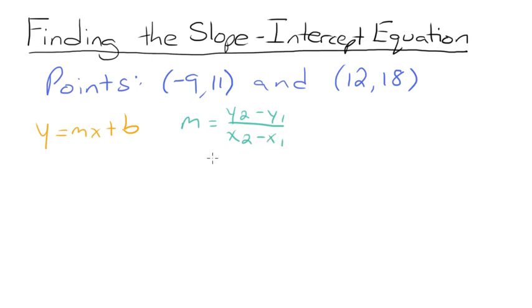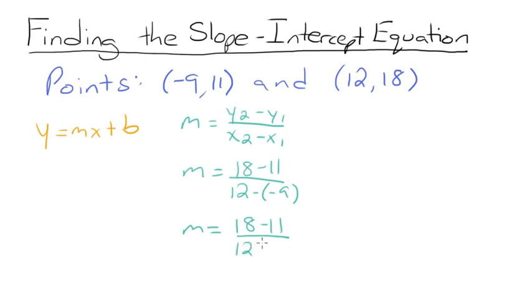If we plug in our points, we'll get m is equal to 18 minus 11 over 12 minus negative 9. We can rewrite this denominator as 12 plus 9, since subtracting a negative number is the same as adding that number. 18 minus 11 is 7, and 12 plus 9 is 21. Then we can simplify this fraction by dividing both the numerator and denominator by 7 and get 1/3. So our slope is equal to 1/3.